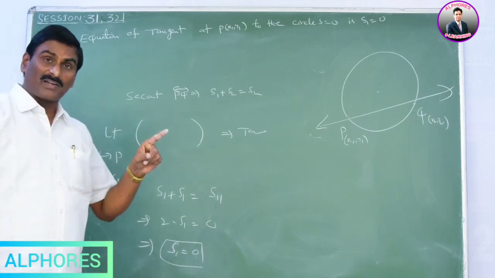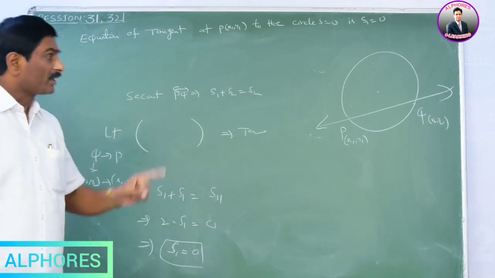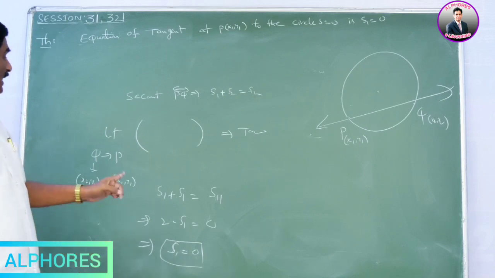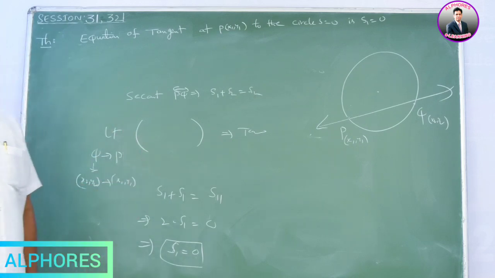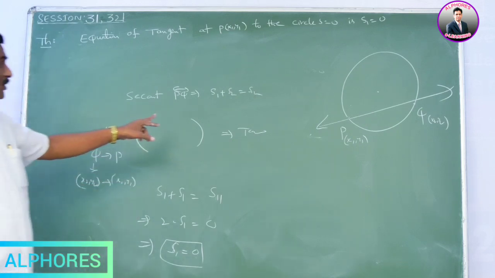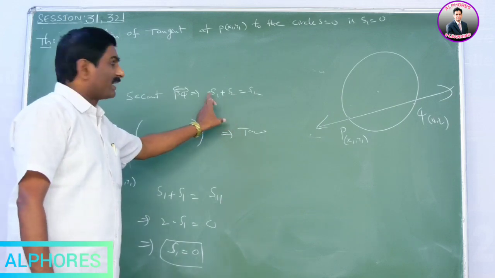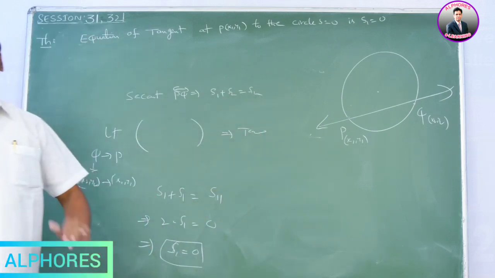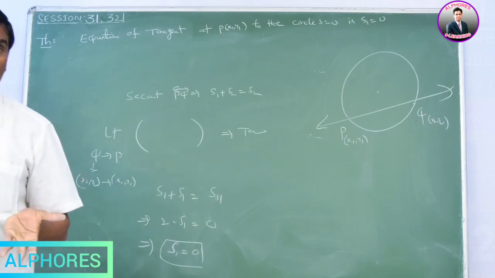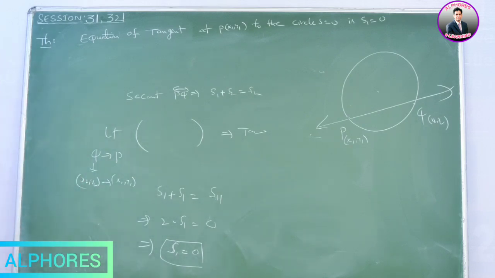The secant equation becomes a tangent when Q approaches P. By using the limiting concept, we find the equation of the tangent. S1 + S2 = S12. 2 approaches 1, S1 + S1 = S11. S11 means 0, 2S1 is equal to 0. So S1 is equal to 0. It is the equation of the tangent. Okay?